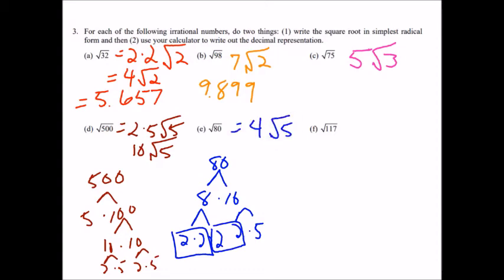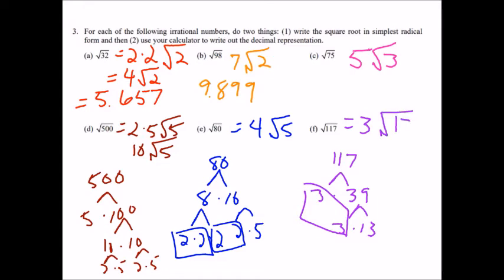And then finally 117. I'm going to do 117 divided by 3 to get my other number here, which is 39. 3 times 13. So I've got a pair of 3's and then the square root of 13. And again, go to your calculator. You can type those in and get the decimal approximations.